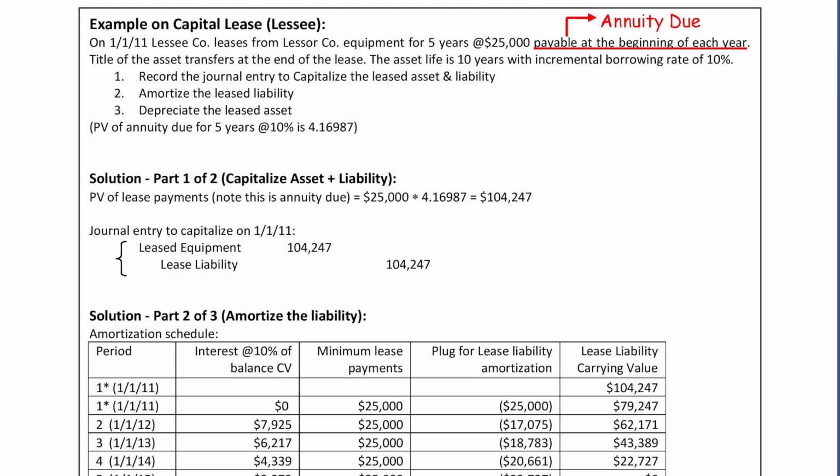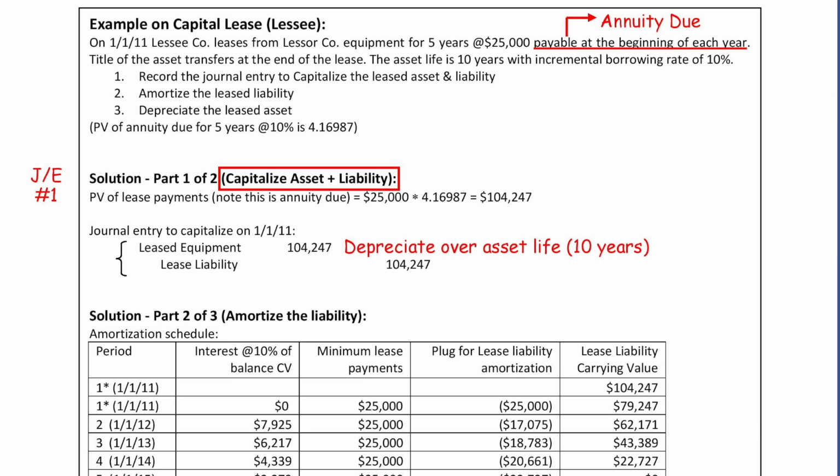Now, looking at the solution, our first journal entry. Journal entry number 1, and put a box around capitalize asset plus liability. So the debit is to leased equipment and right there, depreciate over asset life 10 years.